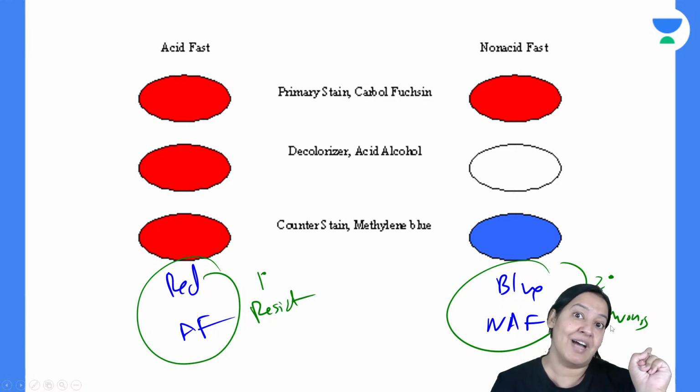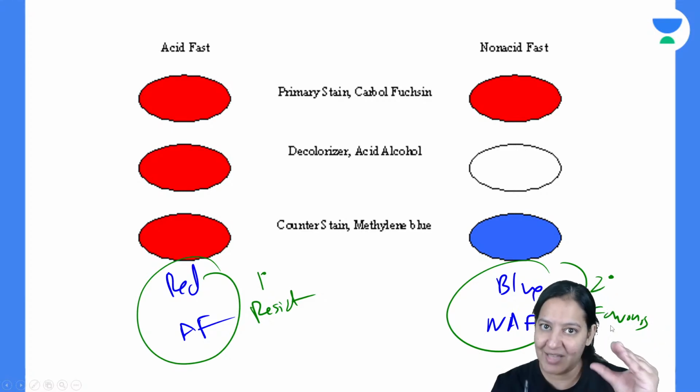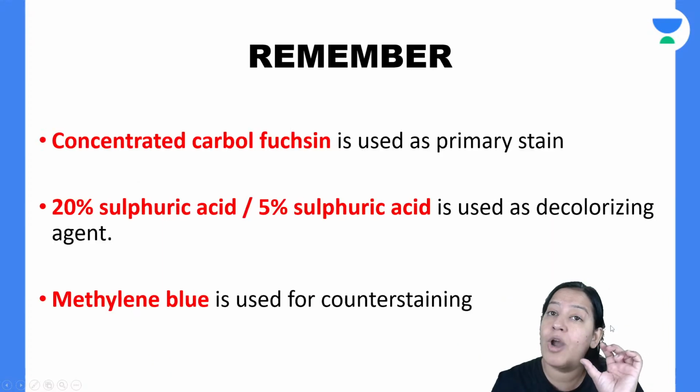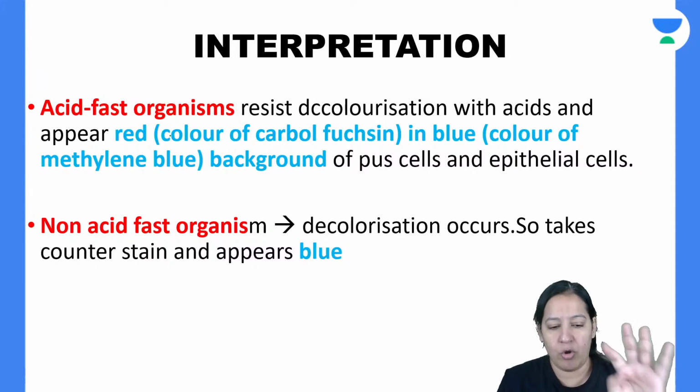वहां पे principle क्या था? The peptidoglycan layer in the cell wall. Cell wall में peptidoglycan ज्यादा है तो it is resisting. और वहां पे peptidoglycan कम है तो it is favoring. यहाँ पे the thing is mycolic acid in the cell wall. It is not peptidoglycan. It is mycolic acid. So the concept is clear to you.